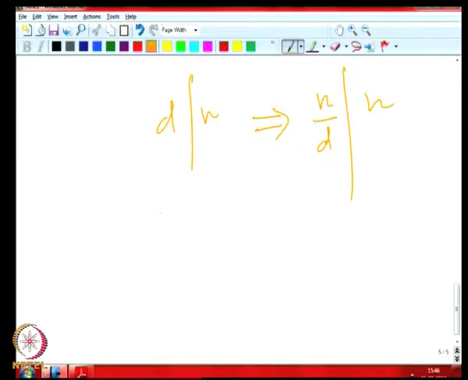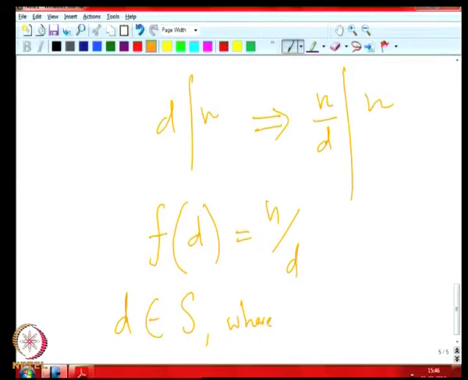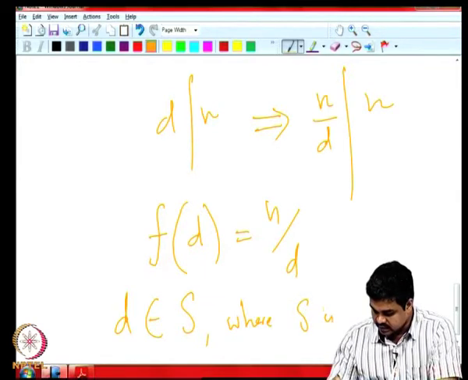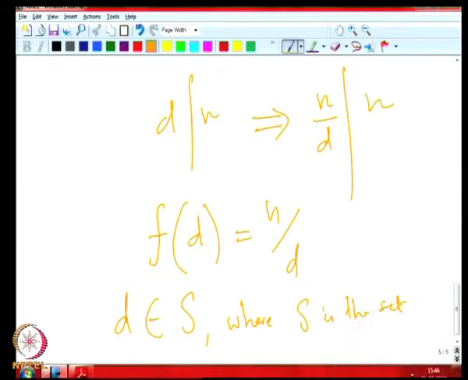So, our bijection is like this, f of d is equal to n by d for any d element of S, right, where S is the set of divisors of n strictly below root n, right. So, we can map it to this.